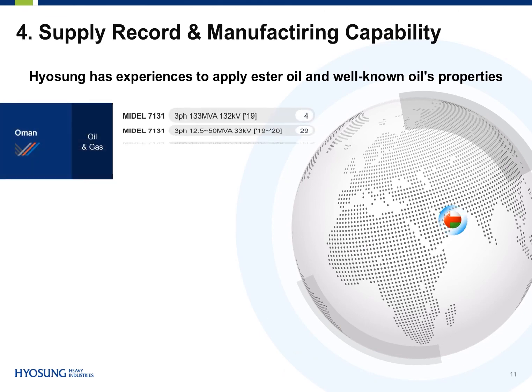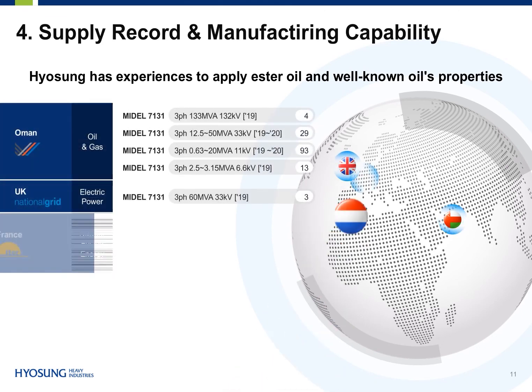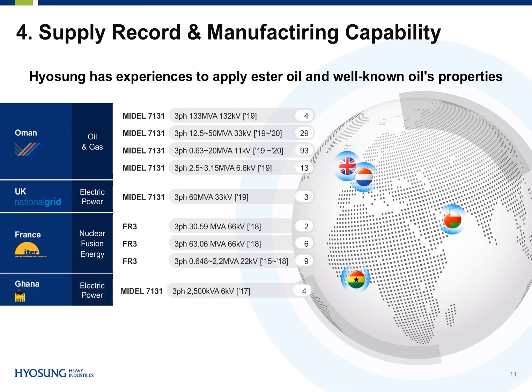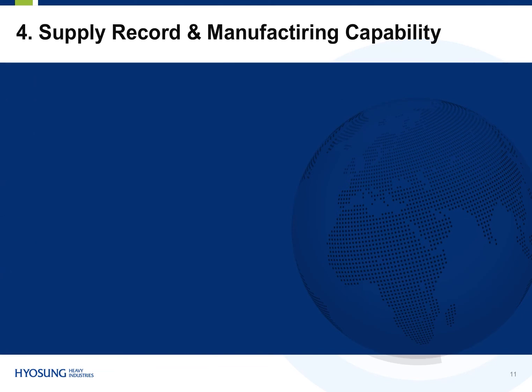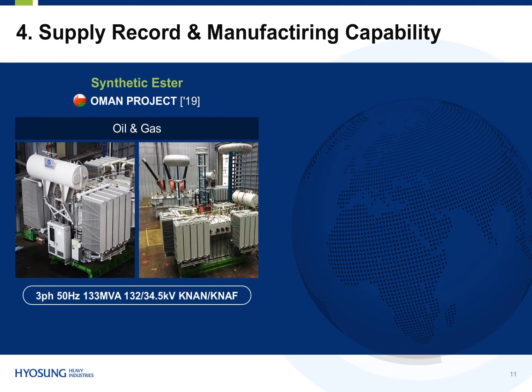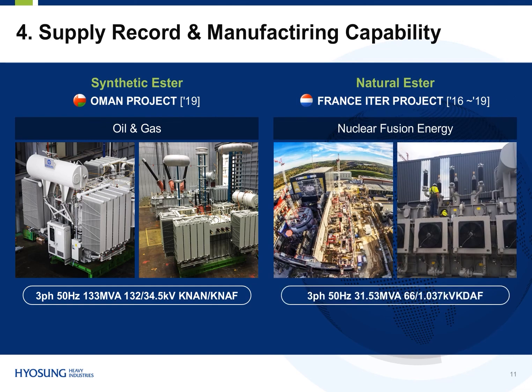As a leading global transformer supplier, Hyosung has supplied over 165 units with ester oil since 2015, and more are in production. Generally, Hyosung applies 2 types of ester oil. One is Midel 7131, a synthetic, and the other is FR3, a natural ester oil. The largest unit supplied by Hyosung to date is 3-phase, 132 kilovolts, 133 megavolt ampere. But Hyosung is capable of designing and manufacturing synthetic ester oil transformers up to 400 kilovolts.